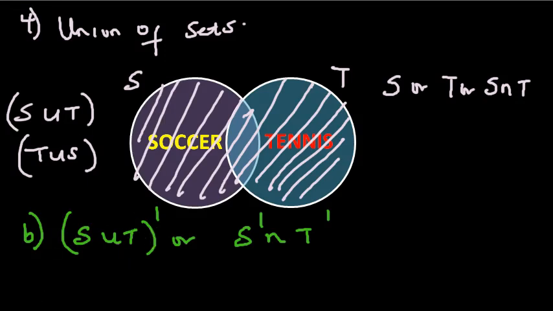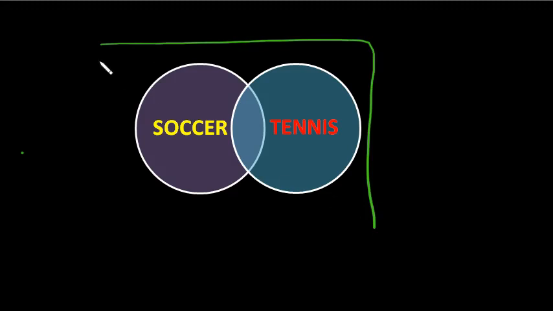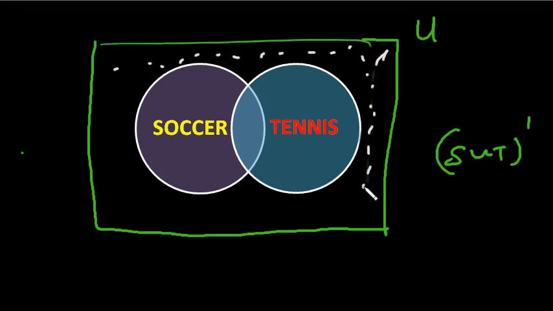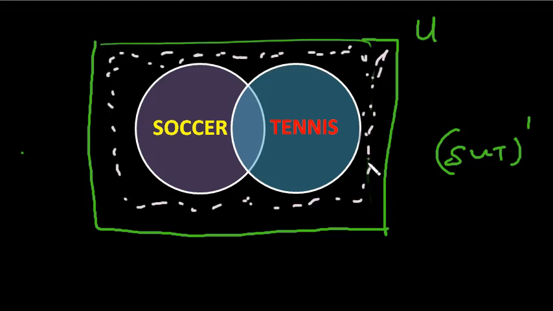So let's see how to show that. We have a universal set represented by this rectangle. Sorry, this is too close. My hand is not straight. So this is the universal set. So what is our S union T complement? Everything present in the universal set but not in either of these two. That will be outside of the two shapes. So this region is our S union T complement, or we can say S complement intersection T complement.